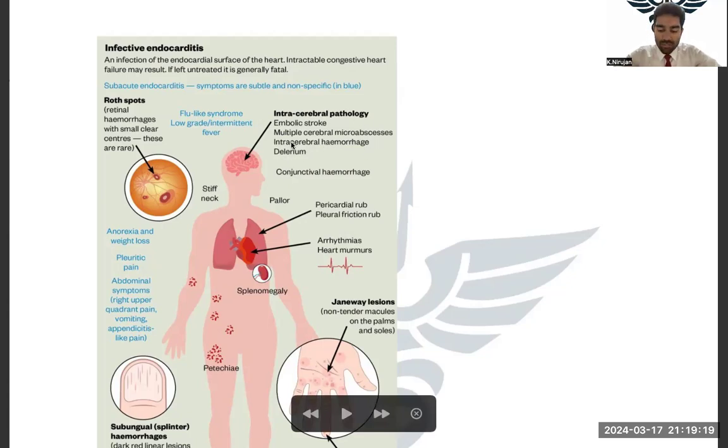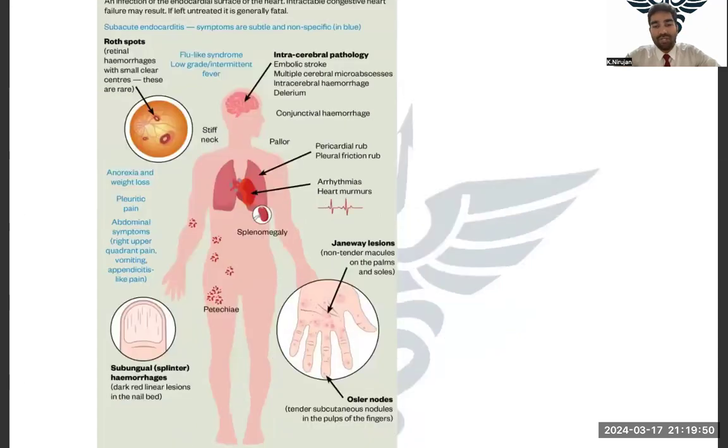So stroke, mycotic aneurysm, ICH, SAH, multiple cerebral abscesses in the MCA territory. These are all possible. This is a favorite area of question when it comes to exams. And there are Roth spots, basically retinal hemorrhages with a pale center. And there are Janeway lesions; you know how to identify them in the cases. They are non-tender macules on palms and soles. Splinter hemorrhages are not specific. And Osler's nodes are tender nodules in the pulps.